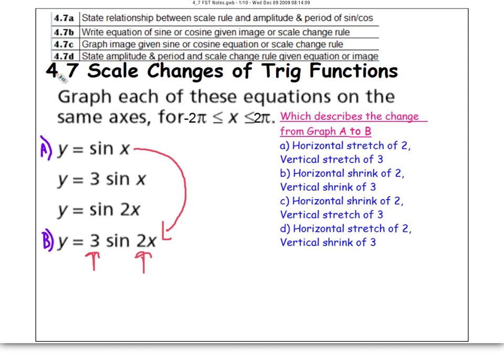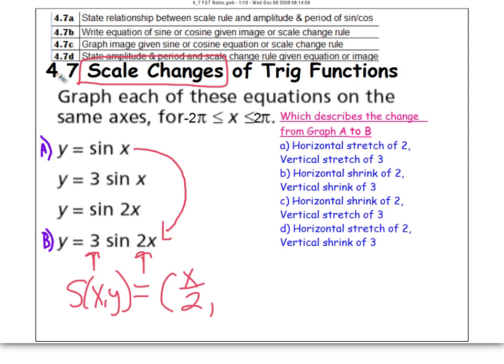Remember, multiplying and dividing two equations are scale changes. So you need to remember the rules. Do you remember? Well, if I look at the equation, I know everything is backwards for the x. So the scale change rule would have been for this, x divided by 2, and it would have been the same for the y, so it's 3 times y.